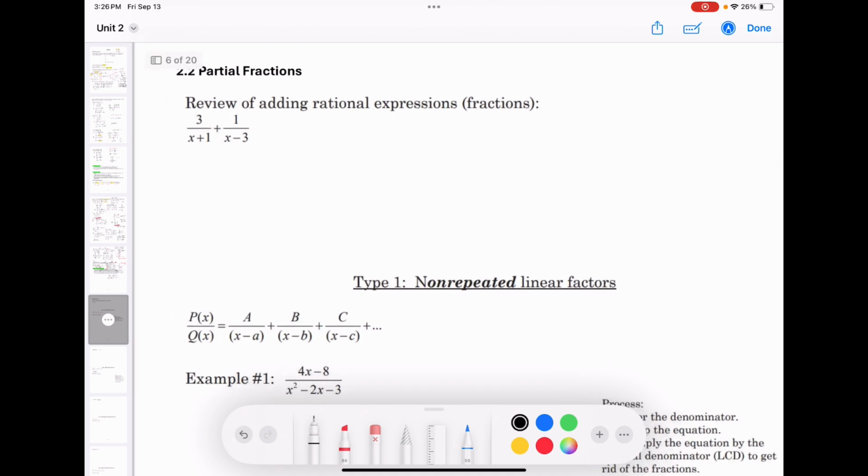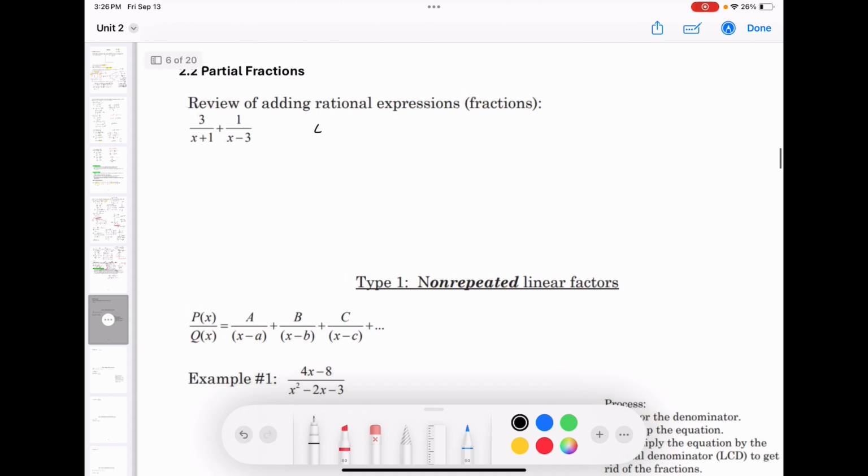So first, let's see, the LCD is x plus 1 times x minus 3. So the first rational expression can be written as 3 over x plus 1. The top and bottom multiply by x minus 3. And the second rational expression, 1 over x minus 3. Top and bottom multiply by x plus 1.